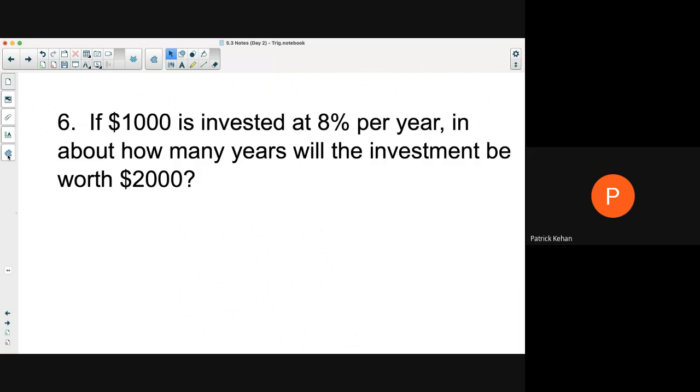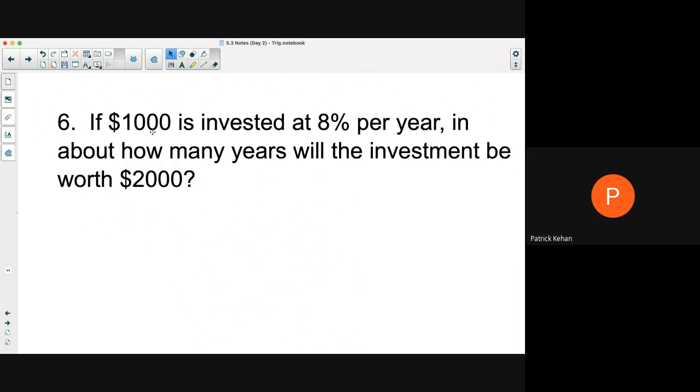Next example, if $1,000 is invested at 8% per year, in about how many years will the investment be worth $2,000? Okay, this is a problem where you can strategize, right? If you like looking at different ways to answer this question, right? So this is an approximation, it's not exact. And if you pay attention to the numbers, the initial value here is 1,000, the final value here is 2,000. 2,000 is twice the value of 1,000.